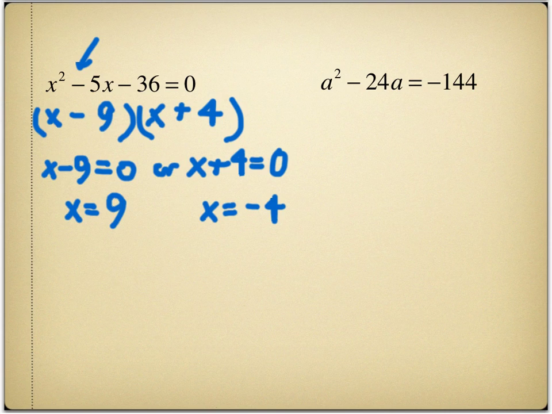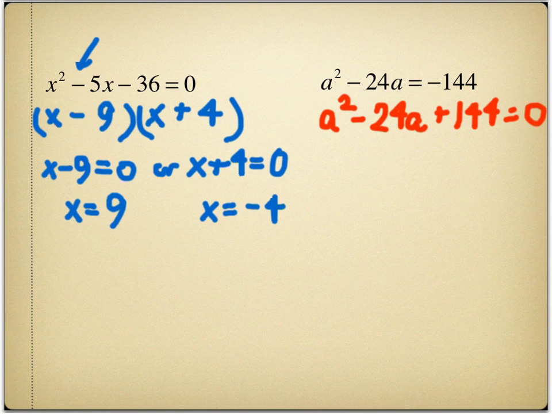Alright? Now notice the next one here is not equal to 0. So that would be your first task. Make sure that your polynomial always equals 0. So you notice in this case I have to add 144 to each side so I get it to equal 0. Now, can I factor this left part?